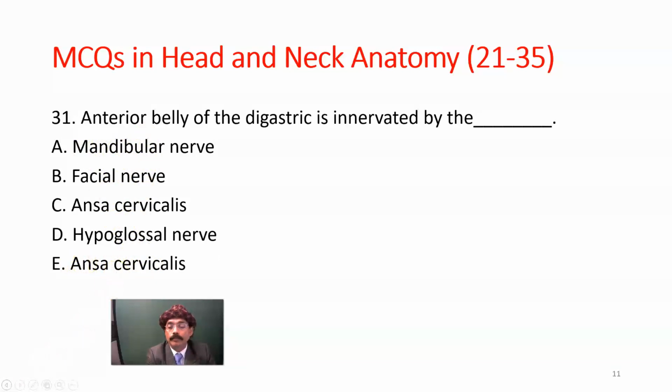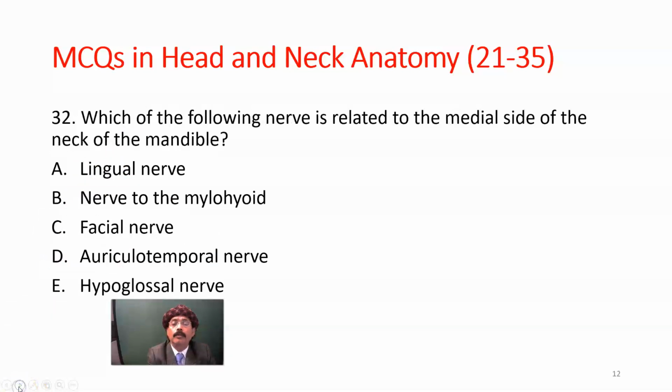Okay, I can take it out. So this is out. So the answer should be the mandibular nerve. Okay. We got that.